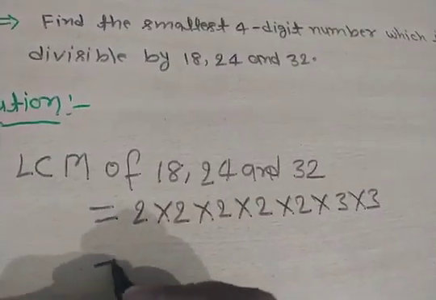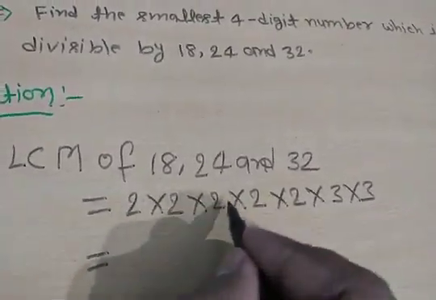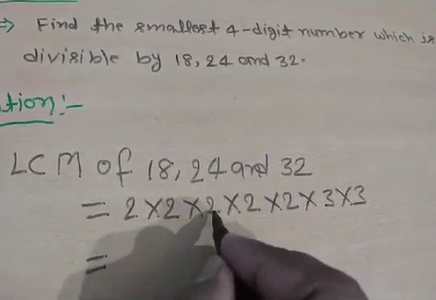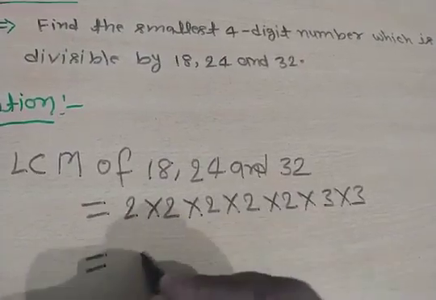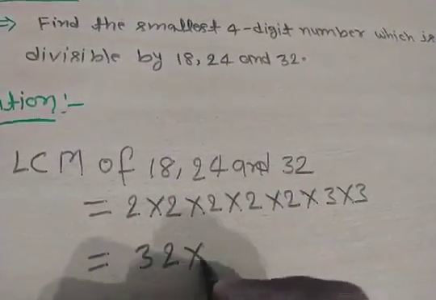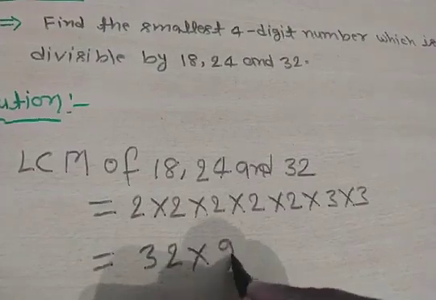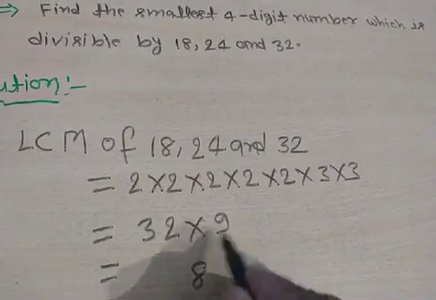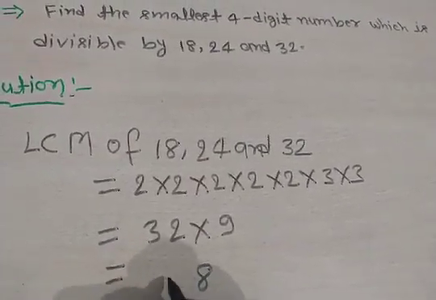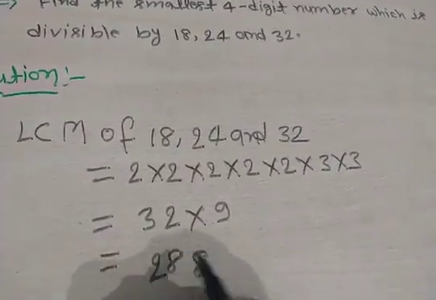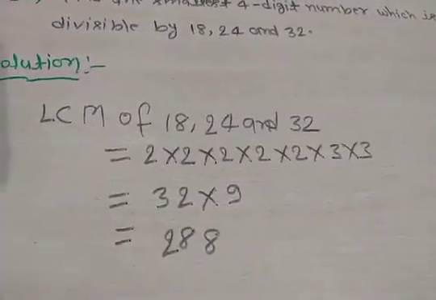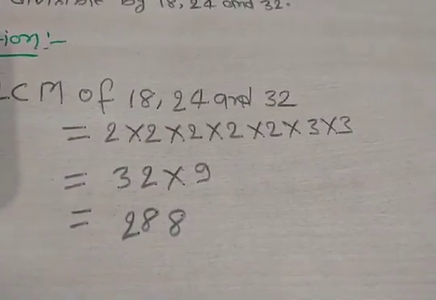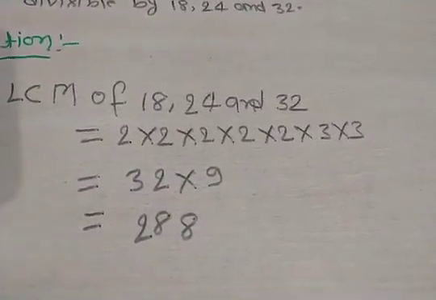Okay, so here 1, 2, 3, 4, 5. So 2 2s are 4, 4 2s are 8, 8 2s are 16, 16 2s are 32, into 3 3s is 9. Okay, so here 9 2s are 18, carry 1, and 9 3s are 27 plus 1 is 28. So in this we find the LCM of 18, 24 and 32 is 288.